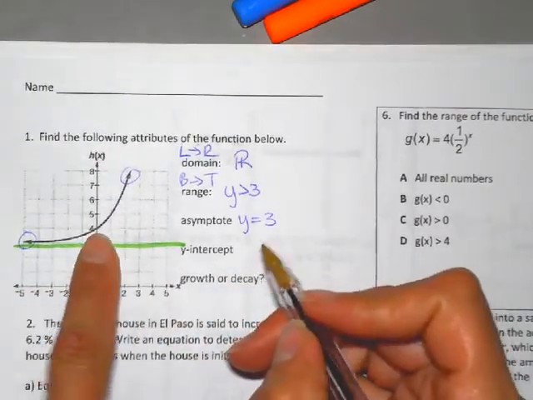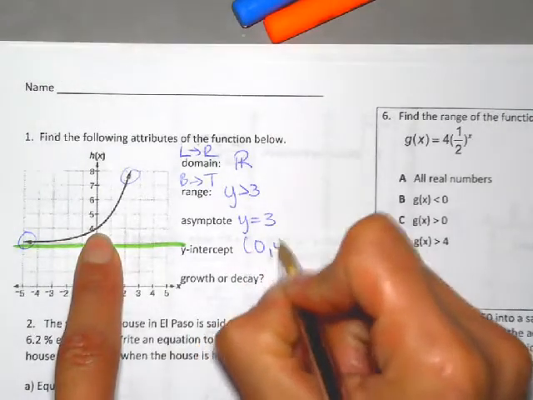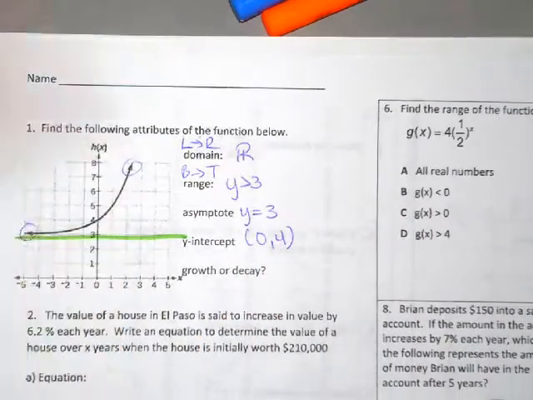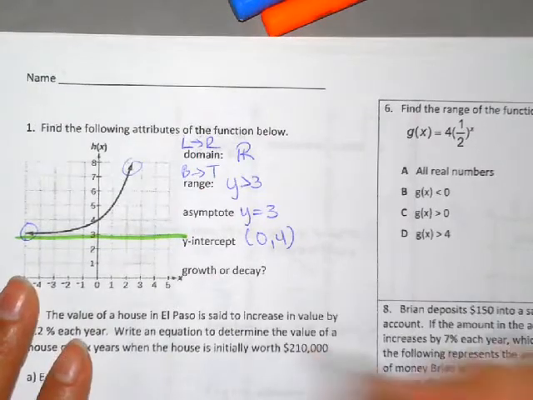The y-intercept is just wherever it crosses the y-axis: 0, 4. From left to right, this is increasing, so it is a growth.